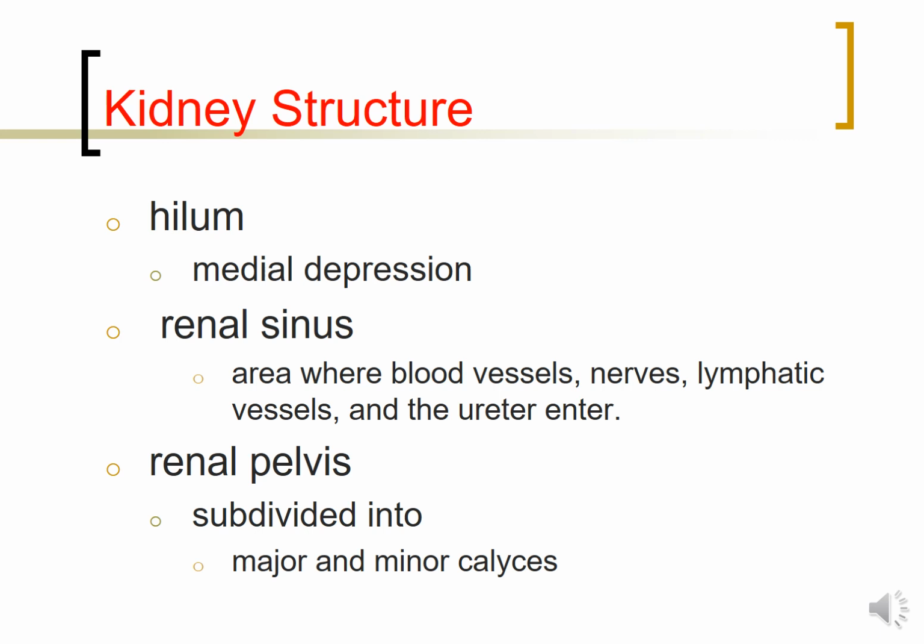The hilum is the indentation found in the medial aspect of the kidney. Slightly within that area, you'd reach the renal sinus. The renal sinus is where blood vessels, nerves, lymphatic vessels, and the ureter are found. So there would be blood vessels entering as well as leaving the kidney. The ureter exits from this area. The renal pelvis is subdivided into major and minor calyces.